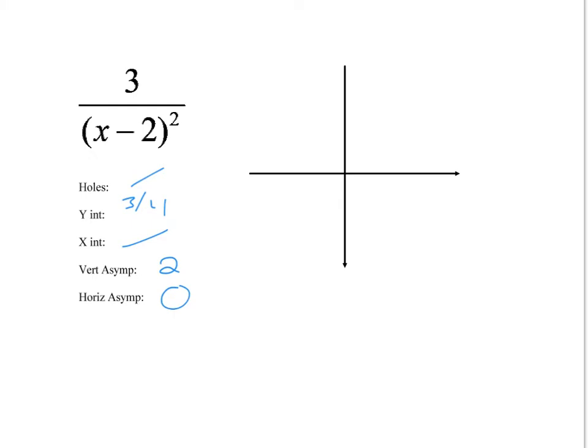Okay, so if we want to graph this now, we have no holes, so we don't need to worry about that. Our y-intercept is 3/4, so that's going to go right here.